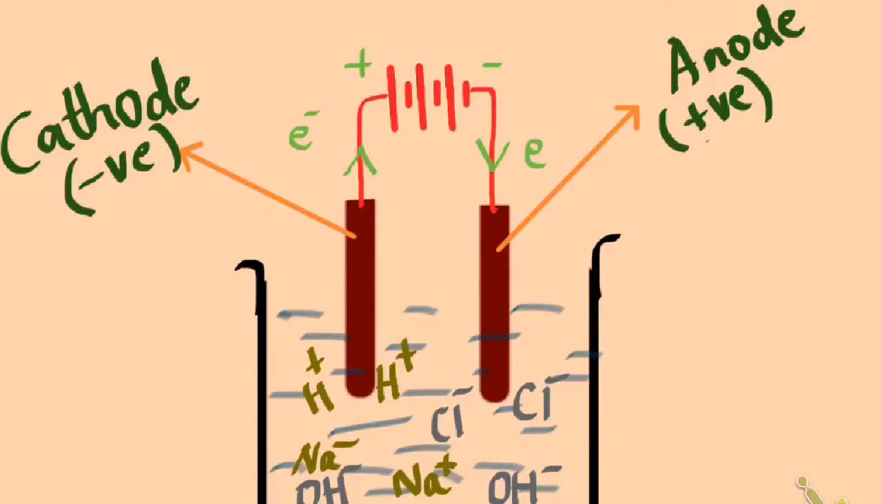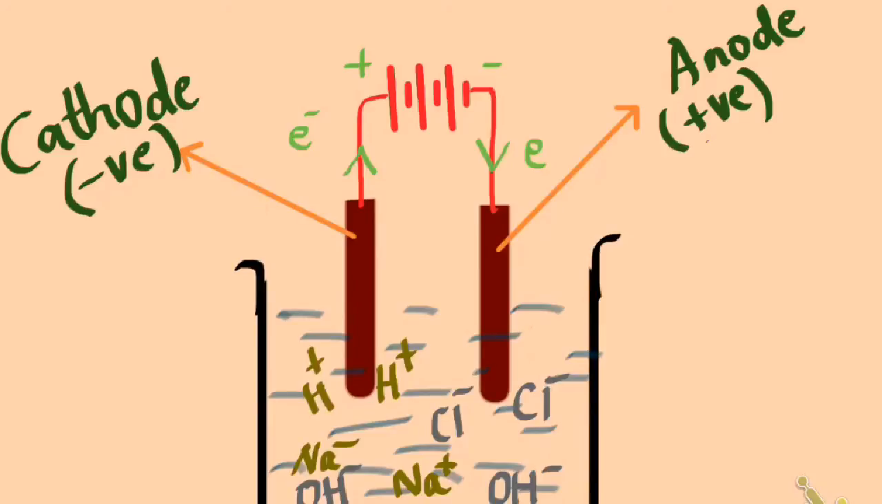After some time, we find that the hydrogen ions have come to the cathode and the chlorine ions have come to the anode. This happens because positive and negative attract, or opposite charges attract. Because the cathode is negatively charged, it attracts the positively charged hydrogen ions, and in a similar way, the anode being positively charged attracts the negatively charged chlorine ions.